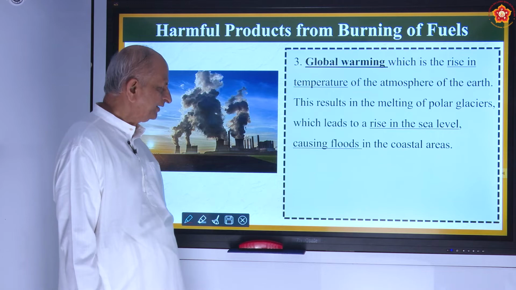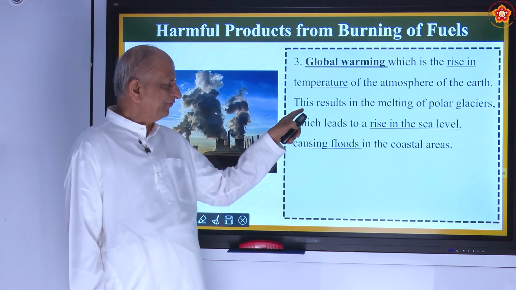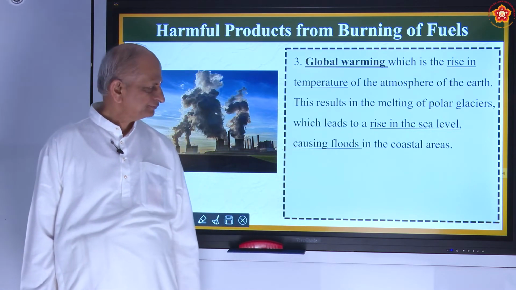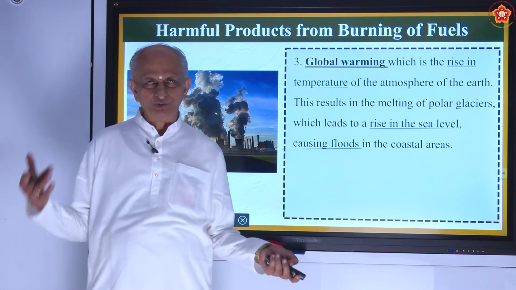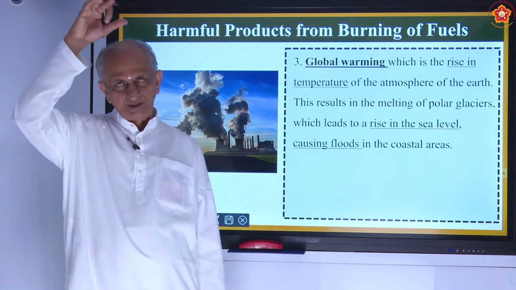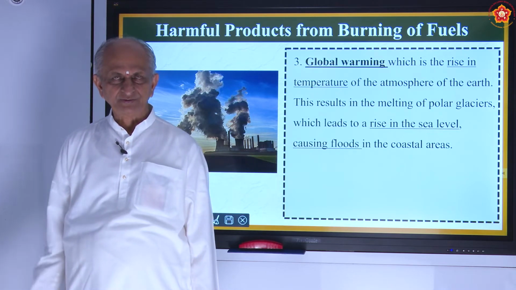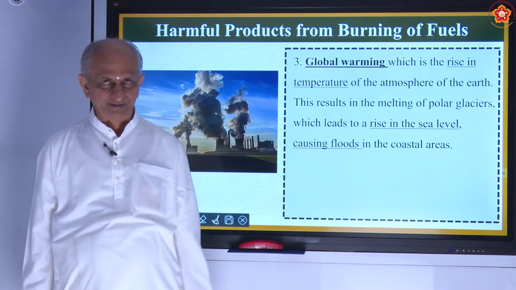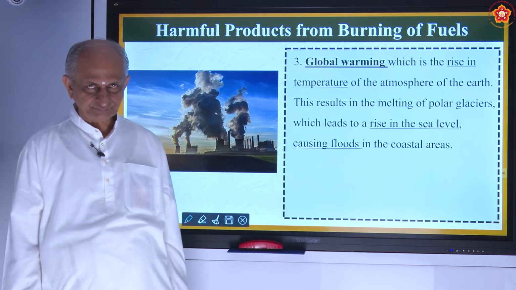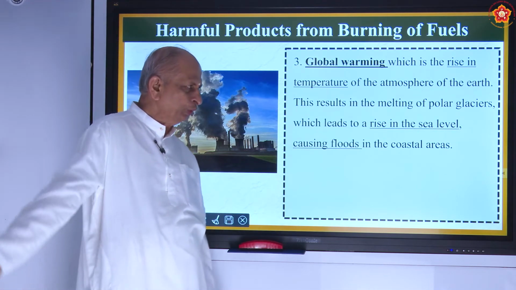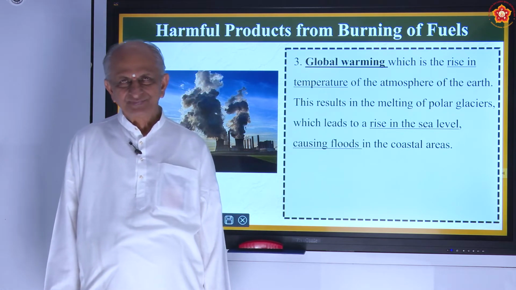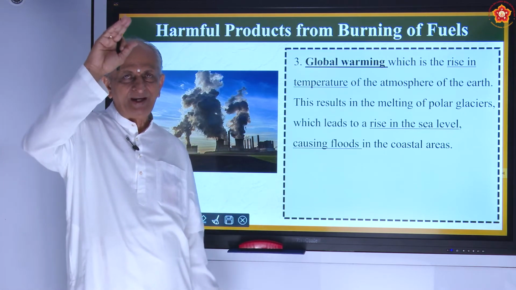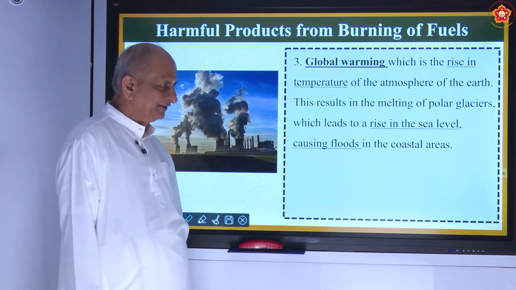And what happens due to that? This results in melting of polar glaciers, which leads to rise in the sea level, causing floods in the coastal areas. So, as all of us know, in the Himalayas, for example, or in the Arctic, Antarctic regions, or northern part of Russia, northern part of America, Greenland, a lot of ice is there. Correct? There will be huge mountains of ice. And if the temperature of the earth is increased, this ice will start melting. And if it starts melting, what happens?